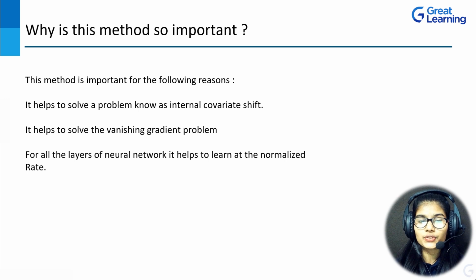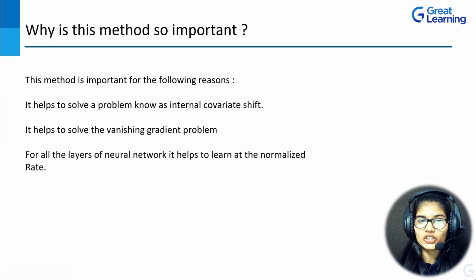To solve that respective problem, batch normalization helps us to do so. To solve this problem of the vanishing gradient, meaning the unstable behavior while training the deep neural network, batch normalization is used.